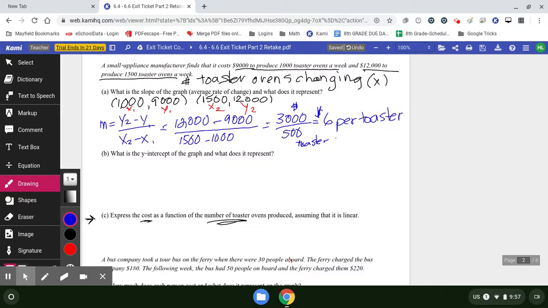All right, and it asks, see how it says, what does it represent? So $6 per toaster. I could also write it is $6 for 1 toaster. Either way, I'm showing what that represents. Okay, now what's the y-intercept of the graph, and what does that represent?